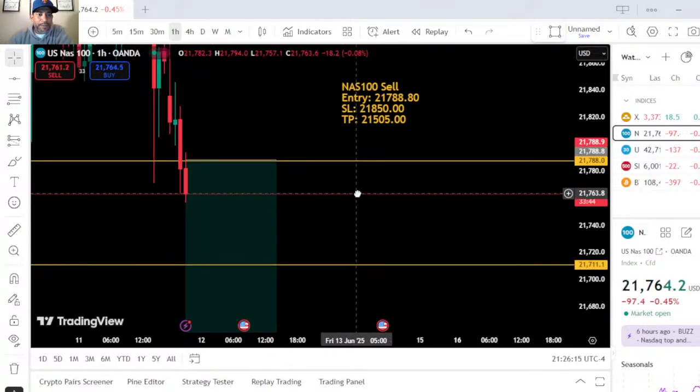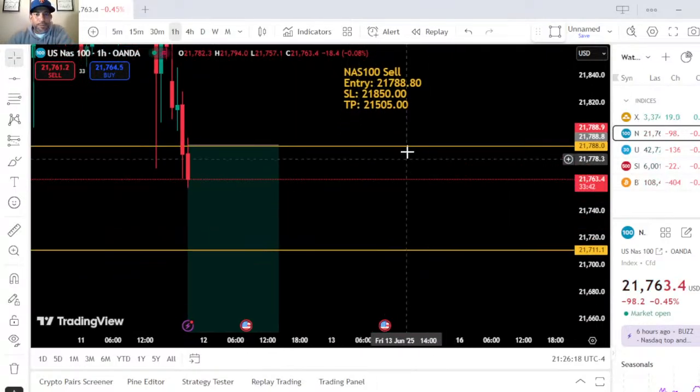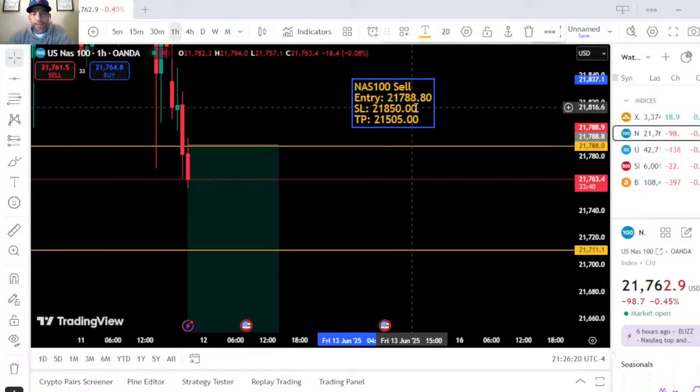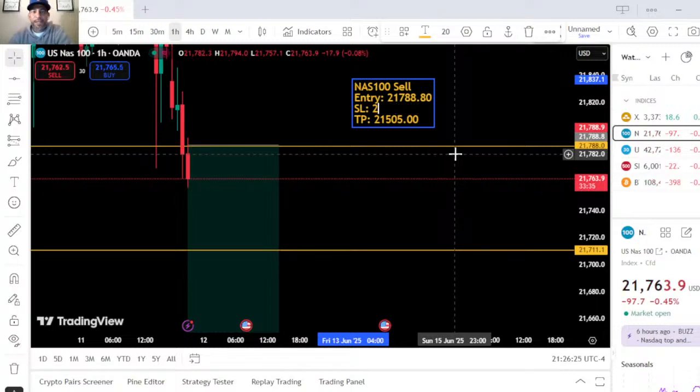Let's see if it'll hold off. Well, yeah, break even here. So yeah, house money now, gang. No loss on this trade for now. Let's see if we continue to drive down here.